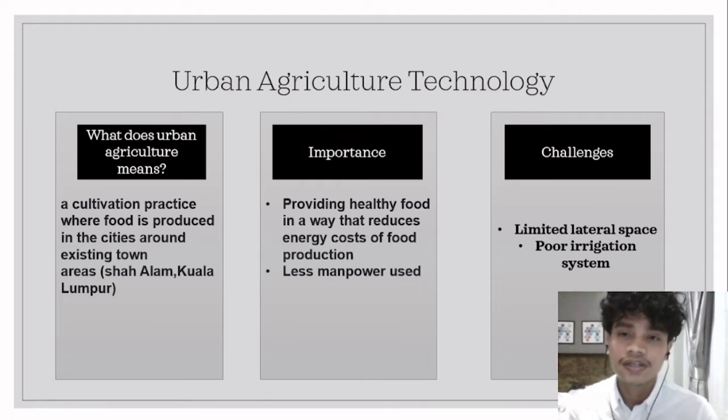Let's go through the challenges facing the main theme. First, limited lateral space, and the second thing is poor irrigation system. It is hard to find enough lateral space and a good irrigation system in the city. So we as engineers must find a way or invent some technology to overcome the problem.